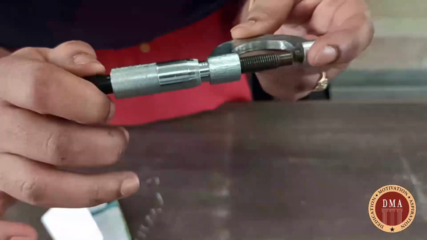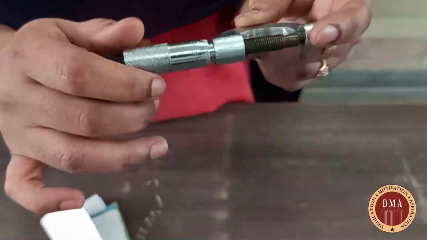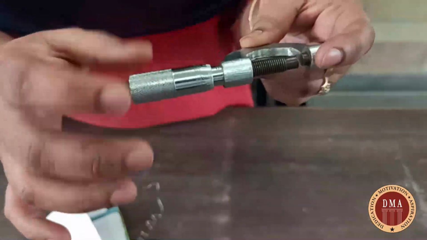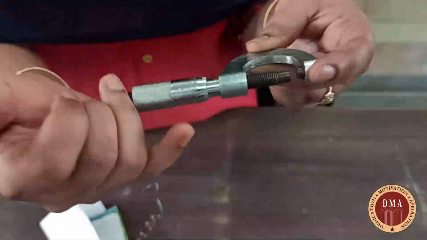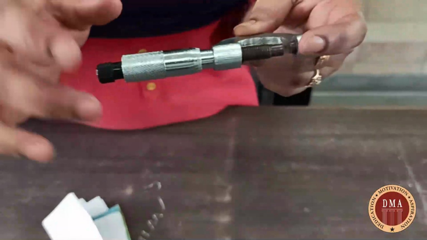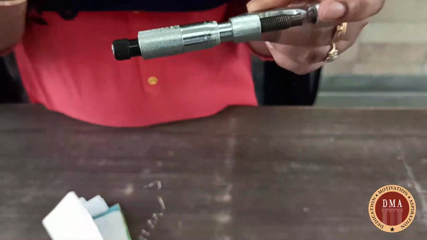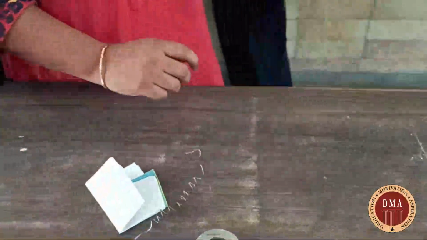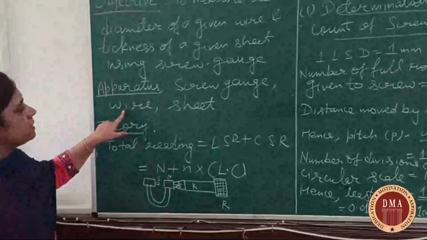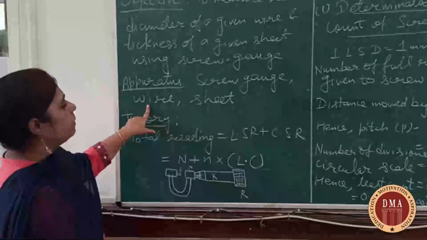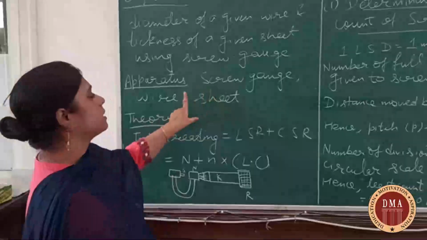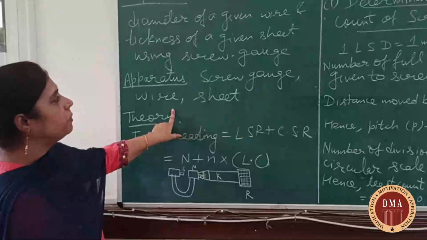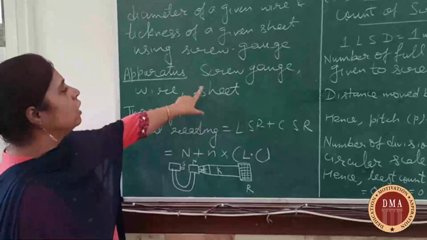Earlier in the vernier caliper also we had two scales, the main scale and the vernier scale. Here we have this main scale and the circular scale which is moving on this main scale. So we have to obtain the reading of the main scale as well as of the circular scale. First look at the board. In this experiment we require a screw gauge, a wire whose diameter is to be determined, and a paper sheet whose thickness we have to obtain.